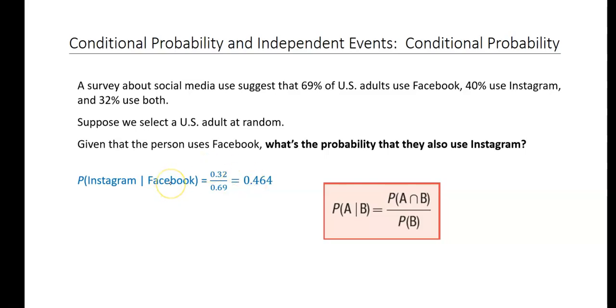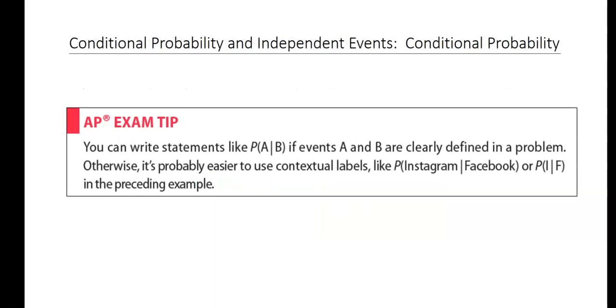Given that you're a Facebook user, so you have to be using Facebook. 8% of folks, I mean, some folks there did not use Facebook, right, who used Instagram. So you have to think about that for a minute. You can write statements like that if A and B are clearly identified. Otherwise, I really prefer the words there. That just makes more sense. Or I even really like the shortcuts. Probability of I, given that F has happened. That means probability of Instagram, given that Facebook has happened.